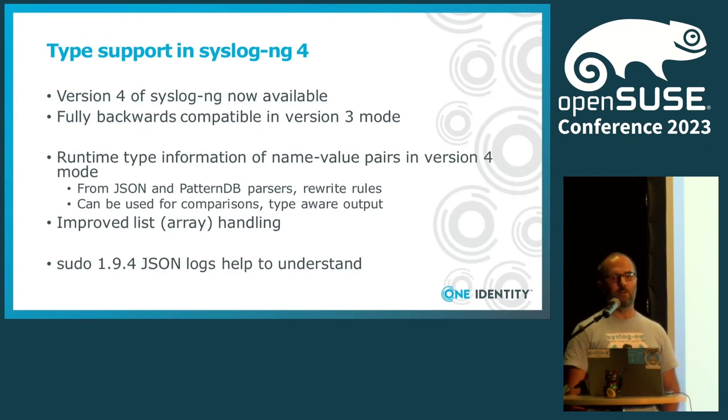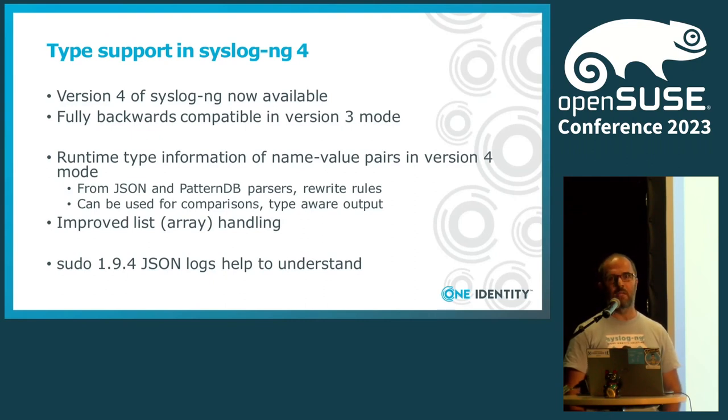The main new feature of Syslog-ng 4 is type support. Version 4 was released last December, and it's already part of openSUSE Tumbleweed, and it will also be part of openSUSE Leap 15.5. And the good news is that if you keep your version 3 configuration, it is fully backwards compatible. So you do not have to change anything in the configuration, and it will work as is. But of course, that also means that you cannot make use of the version 4 features.